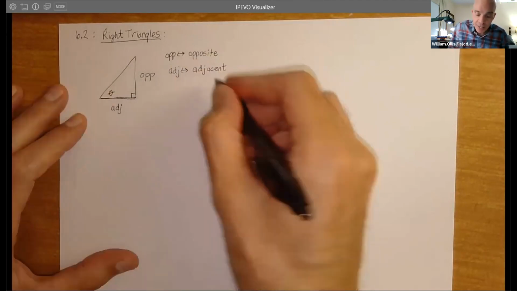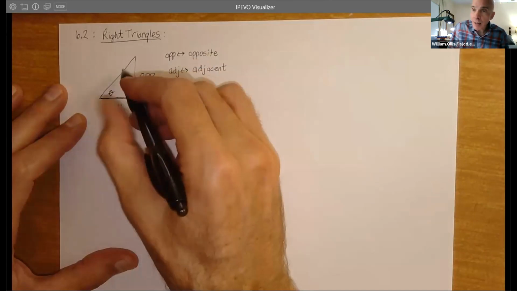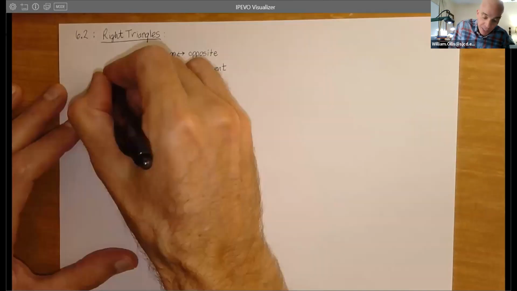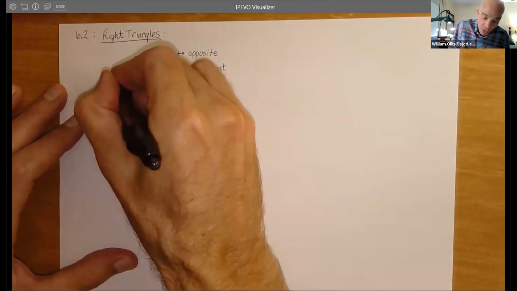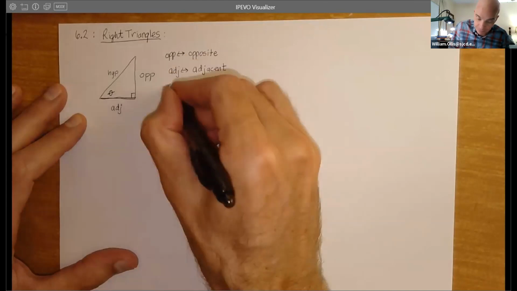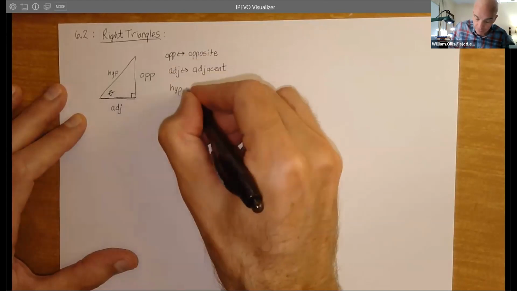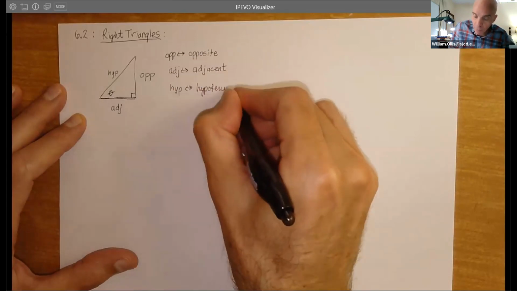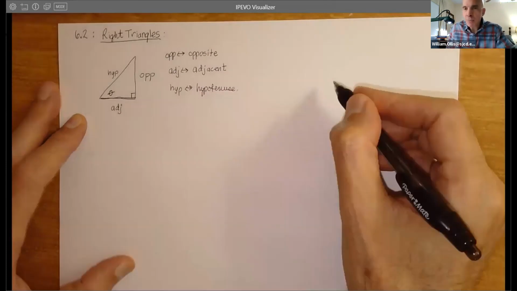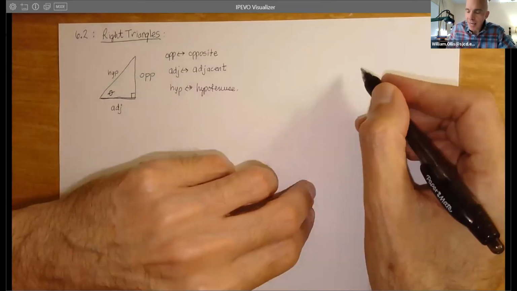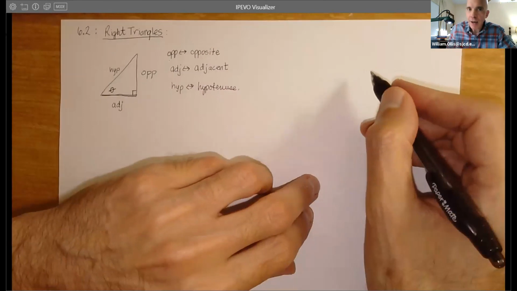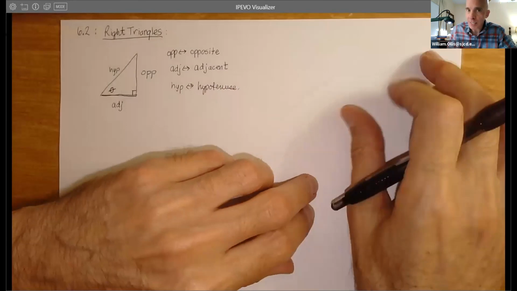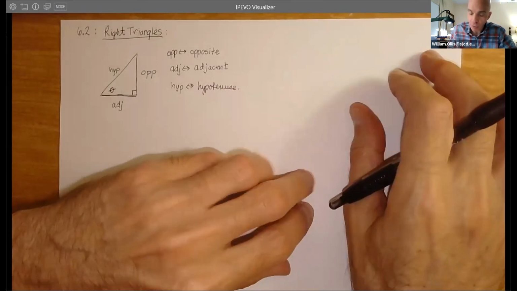And then, of course, the side opposite the right angle has a name that we all know from high school geometry. That's called the hypotenuse. So we'll just do HYP for that. So what I'm going to propose here will seem a little bit odd at first, but as we work through this and compare this to the unit circle, we're going to see that our definitions are actually consistent, though they may seem a little silly right now.